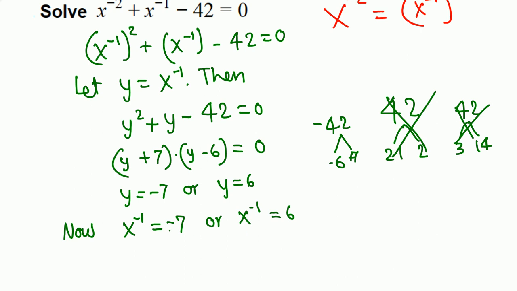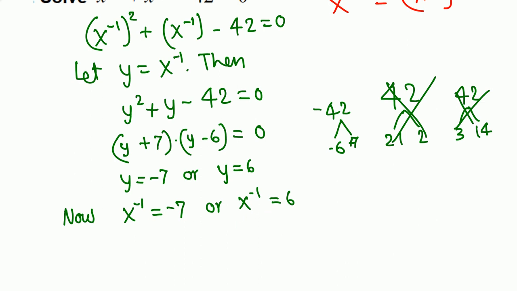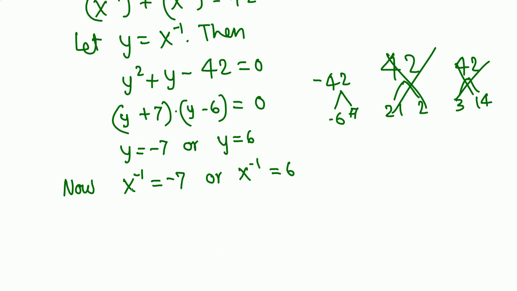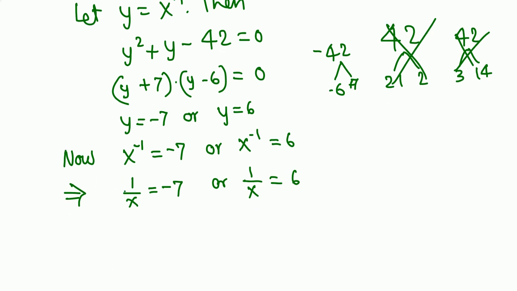Now we solve these two equations for x. x raised to negative 1 is in fact the reciprocal of x, so this implies 1 over x equals negative 7, or 1 over x equals 6. So how to get x from here? Take the reciprocal, because the reciprocal of 1 over x is x. Negative 7 means negative 7 over 1.